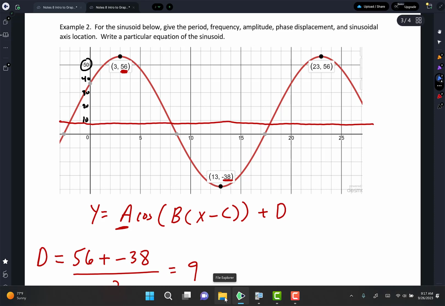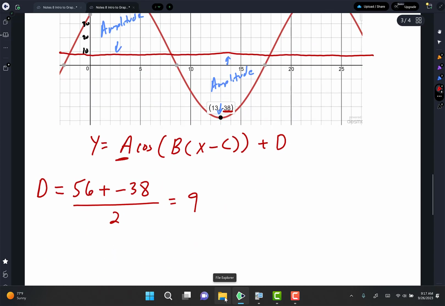So the amplitude is the distance from the peak to the midline. That's your amplitude. Or you can use the distance from the midline to the min. I always think it's easier to work with positive numbers. So I'm just going to do 56 minus 9. So the A is 56 minus 9, which is 47. Are we okay, guys? Okay, there's my amplitude.